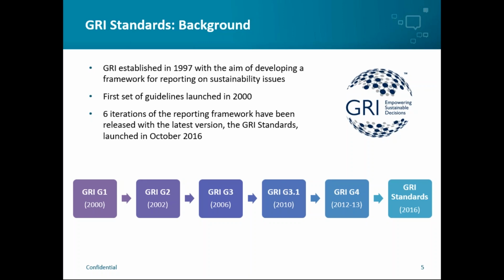So firstly, the GRI was established back in 1997 in the US, but relocated to Amsterdam in 2002. And the first set of guidelines were launched in the year 2000. And since then, there have been 6 updates or iterations that have been released. So starting with GRI 1, G1 in 2000, followed by G2 in 2002, G3 in 2006, 3.1 in 2010, through to G4 in 2012, and finally the standards, which came late last year.